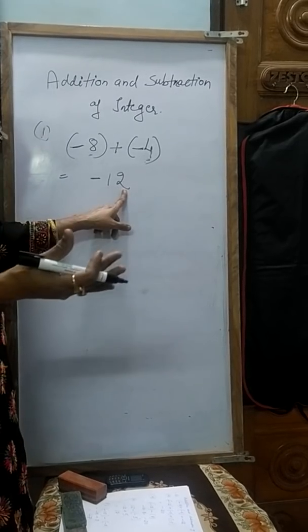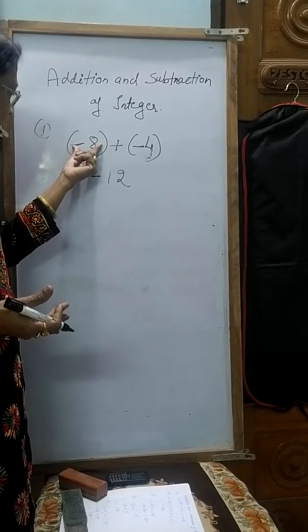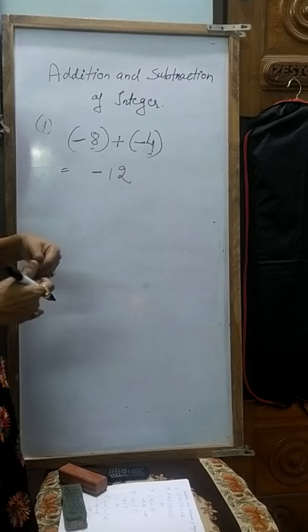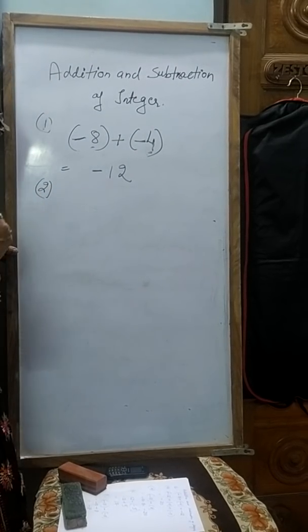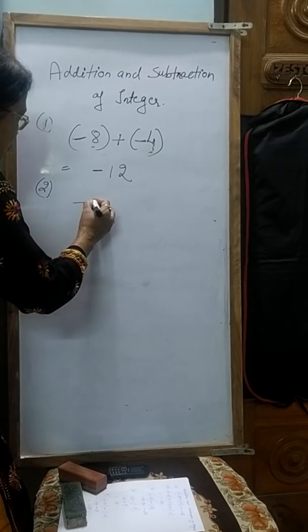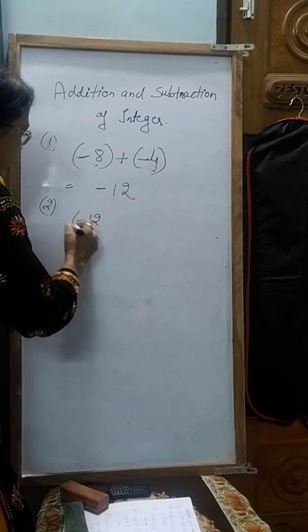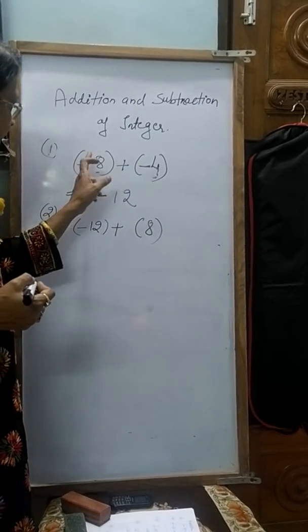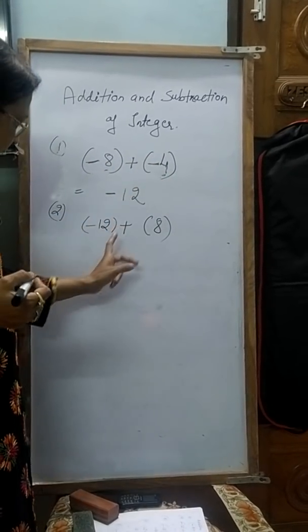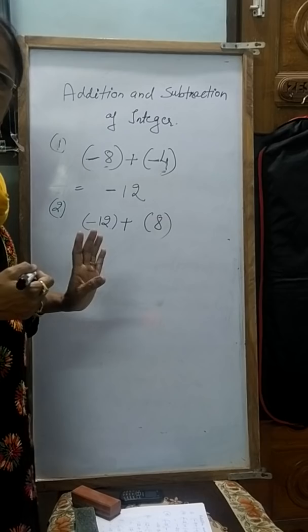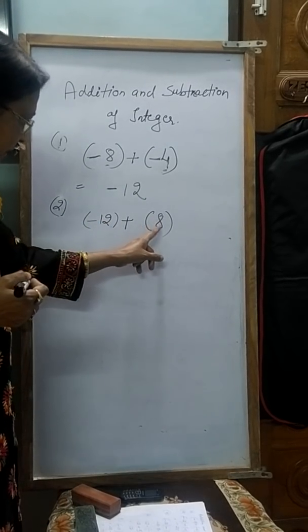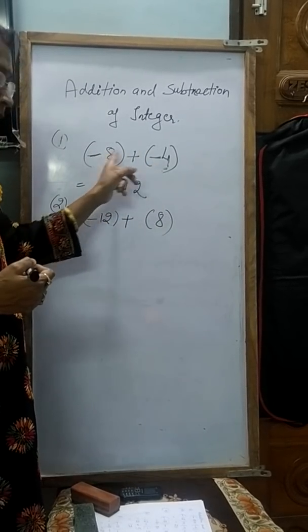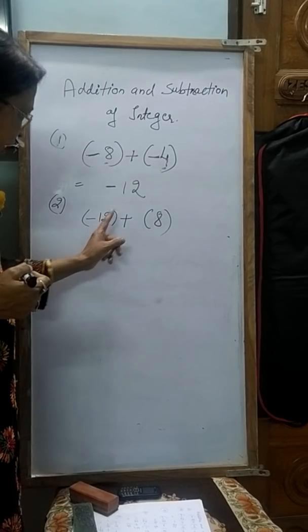The addition will be as it is, but with the negative sign: minus 8 plus minus 4 is equal to minus 12. Now the second example: minus 12 plus 8. Here one is negative, one is positive. आ रहा समझ में, यहाँ पे दोनों इंटीजर्स, दोनों नंबर्स नेगेटिव थे. यहाँ पर एक नेगेटिव है, एक पॉजिटिव है.